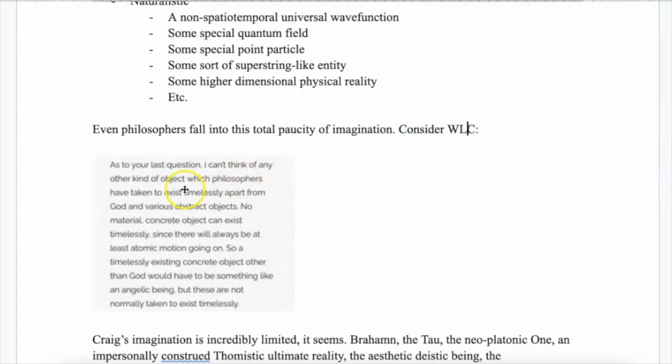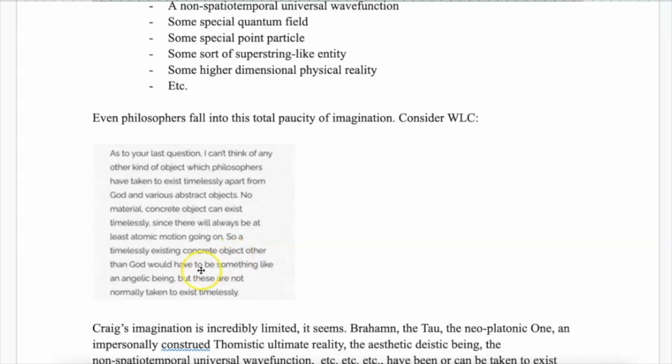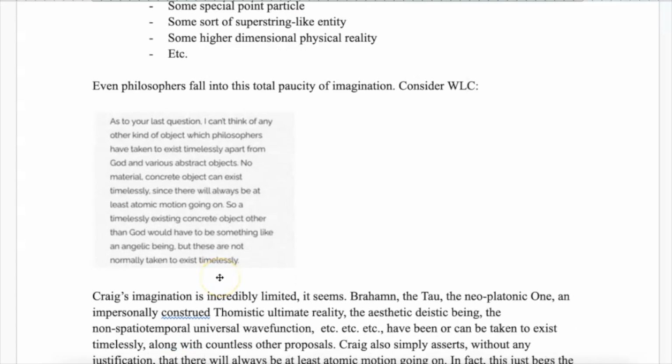I can't think of any other kind of object which philosophers have taken to exist timelessly apart from God and various abstract objects. No material, concrete object can exist timelessly, since there will always be at least atomic motion going on. So, a timelessly existing concrete object other than God would have to be something like an angelic being, but these are not normally taken to exist timelessly.